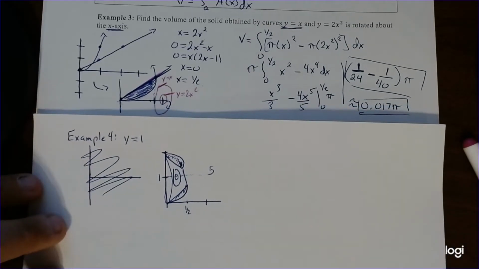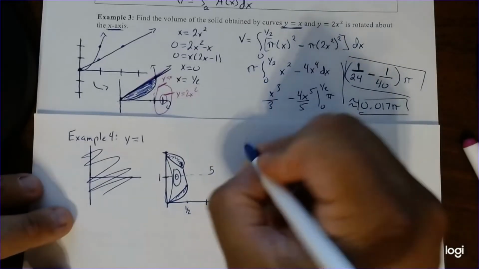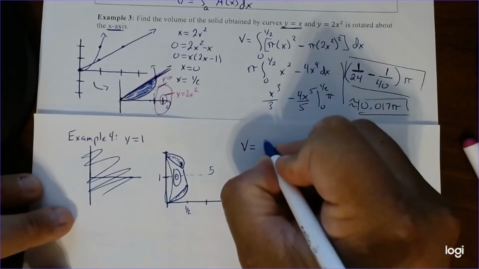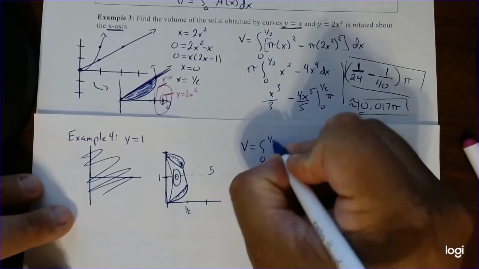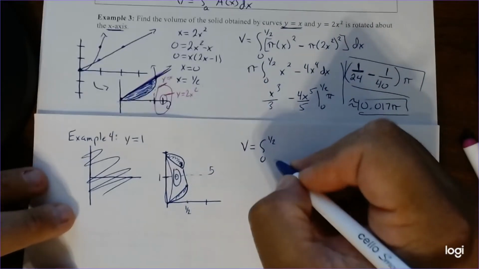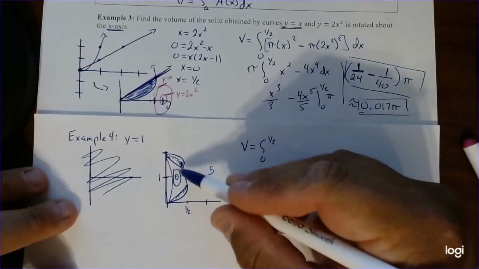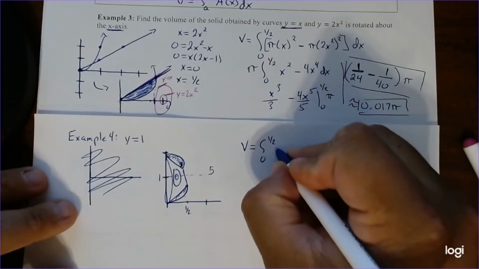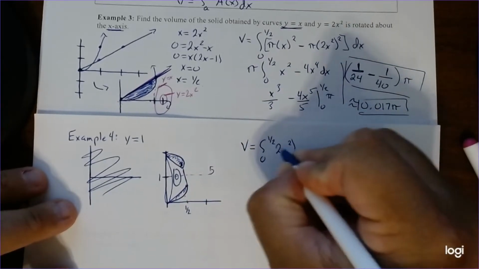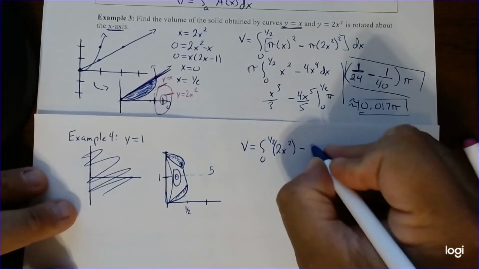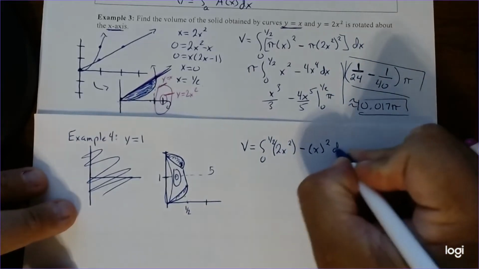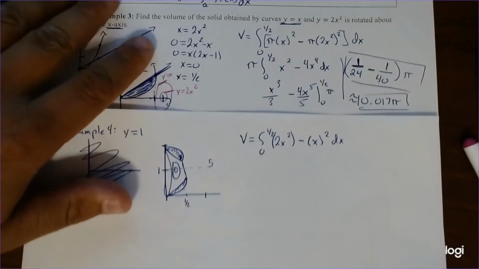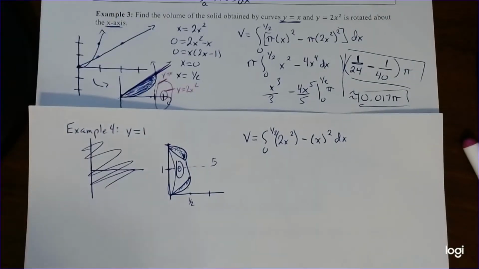Okay, all right, so same process we did above. The volume is equal to the integral from 0 to 1/2 of the outer region. So the outer region in this case is going to be this curve, which is 2x squared, minus the inner region, which is going to be x squared. Now, unfortunately, that's actually incorrect.